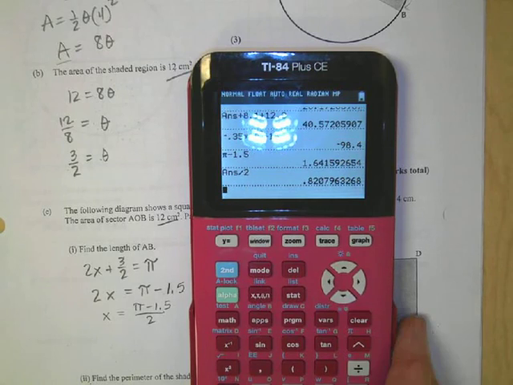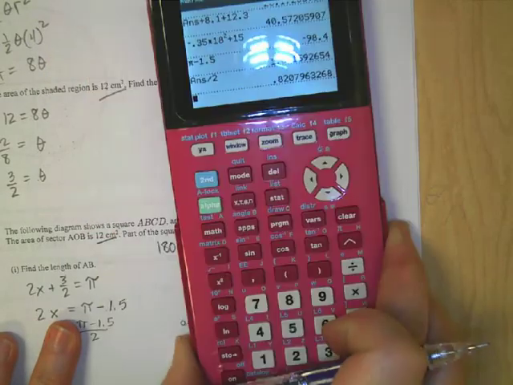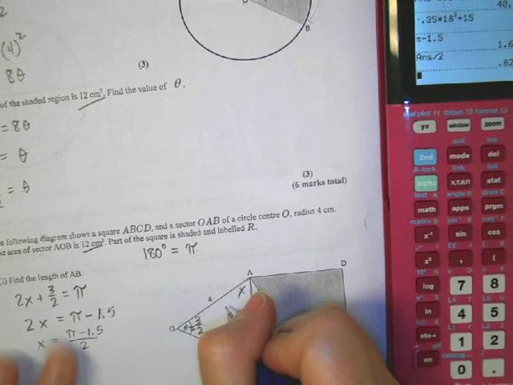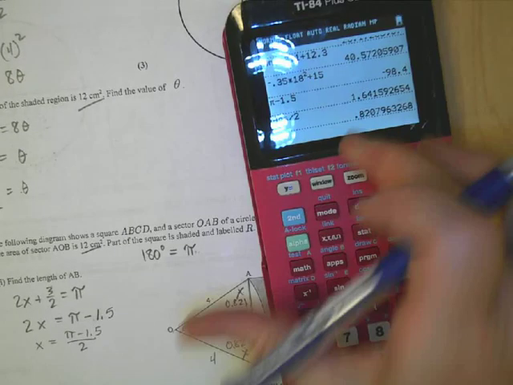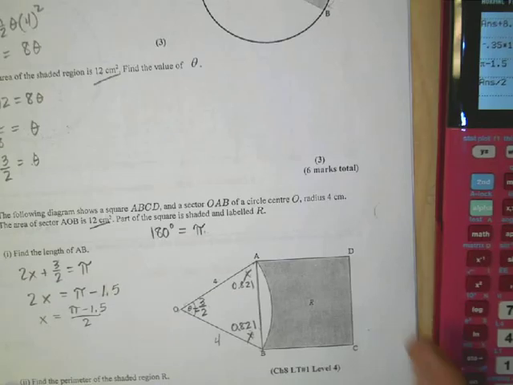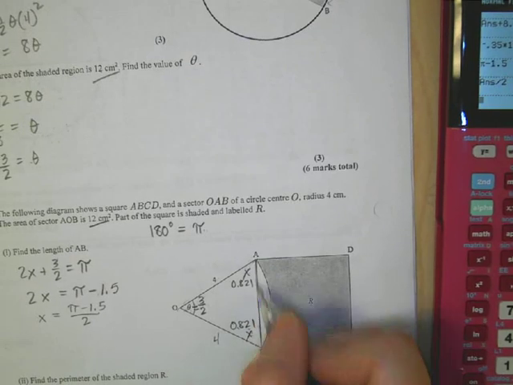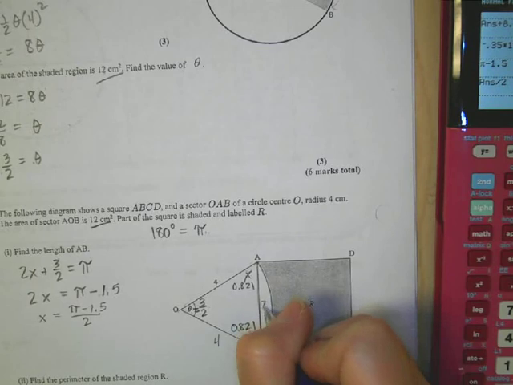So that means that each of these angles is 0.821 radians. And I'm going to keep this number in my calculator in case I need to use that again. All right, so now what can I do? What am I trying to find? I'm trying to find this side. I'm going to go ahead and call that, what should I call that? I'll call that Z. We'll call that side Z.